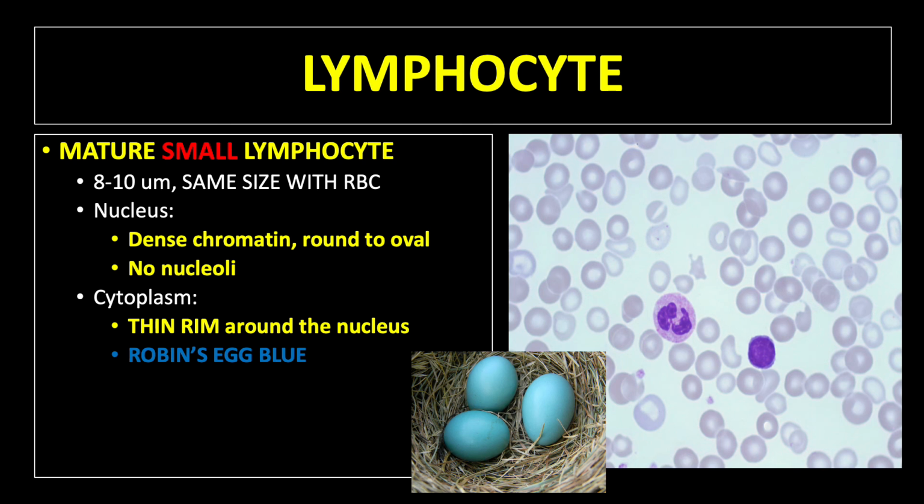So the cytoplasm is basically easy to remember. We have the robin's egg blue appearance of the cytoplasm, in which they have a thin rim around the nucleus. So as you can see here in the image, ganyan daw yung color ng cytoplasm niya. It's robin's egg blue. As you can see in the peripheral blood smear, it only contains a thin rim of cytoplasm surrounding the nucleus.